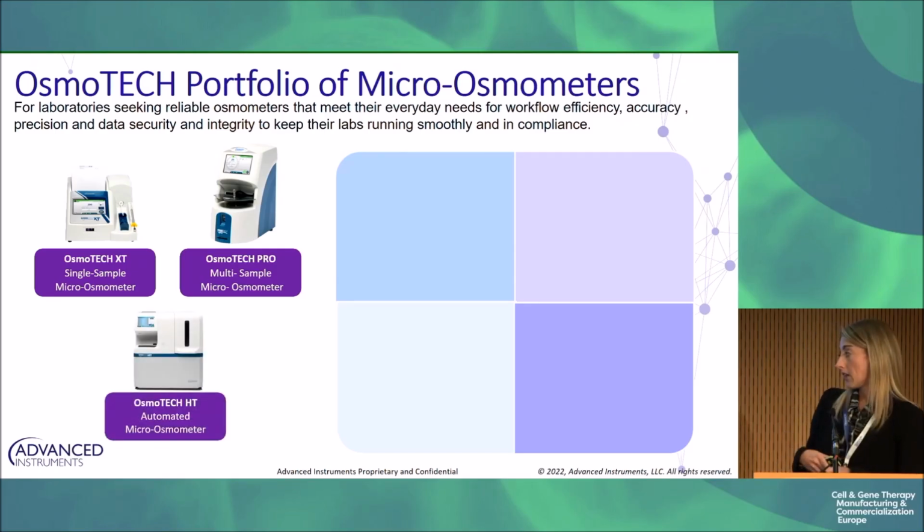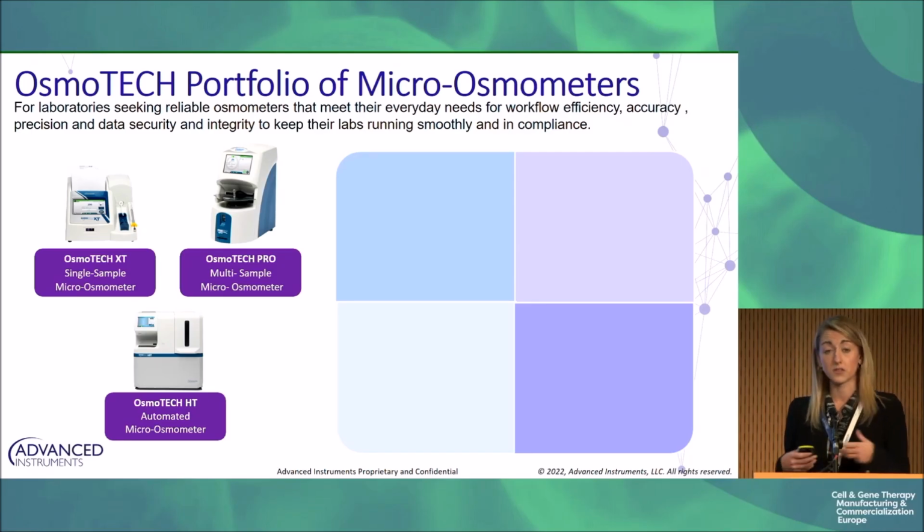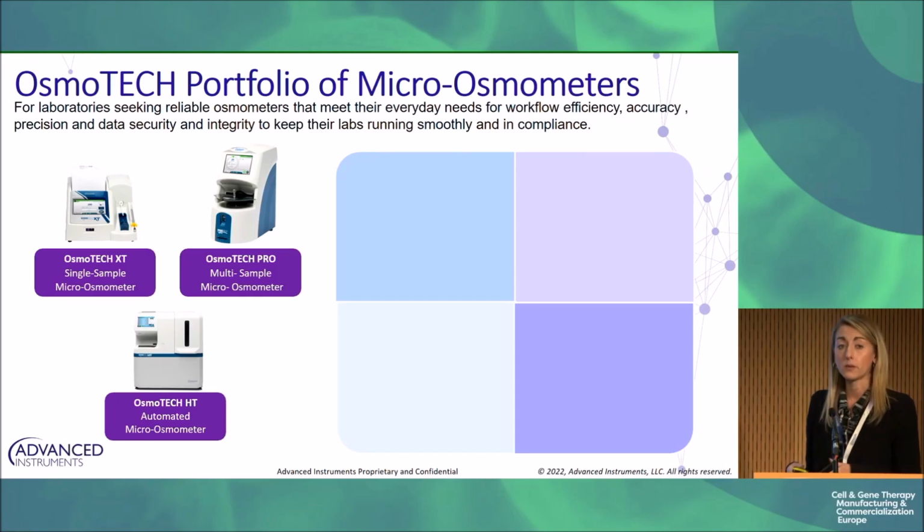And then finally, we have our most recently launched instrument, the Osmotec HT. This is the first 96 well plate-based osmometer to market, HT standing for high throughput. So again, it's for laboratories that are potentially looking to do a lot of quality control checks, a lot of screenings, but also within formulation development as well.